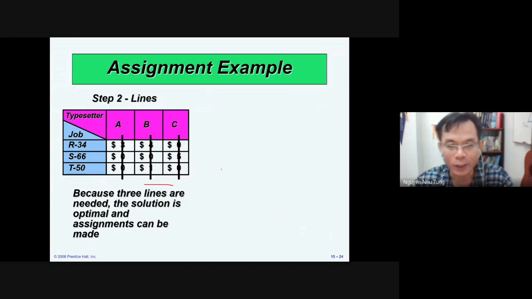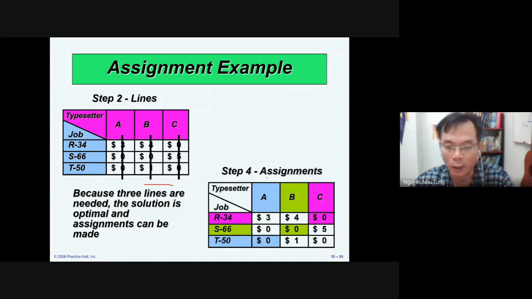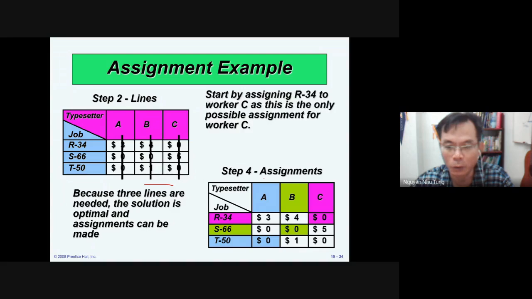When you have identified that the solution is optimal, the final step is to assign who will do what, or which resource will do which job.